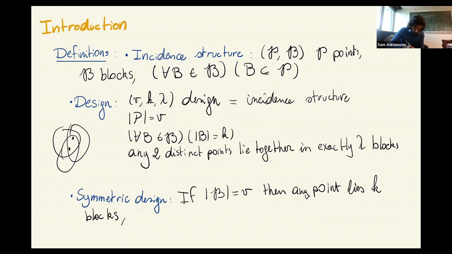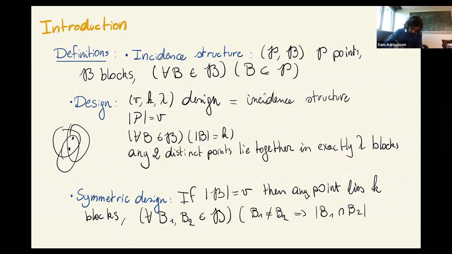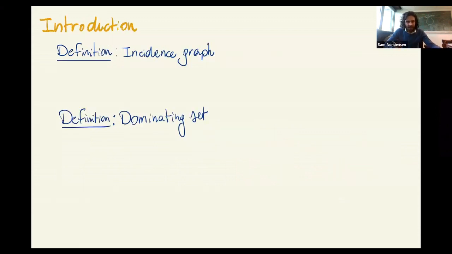So this means that if you take 2 blocks, B1 and B2, and they are distinct, then they share exactly lambda points. These are very nice incidence structures. Okay, so we have these incidence structures. Let's make some graphs out of them.